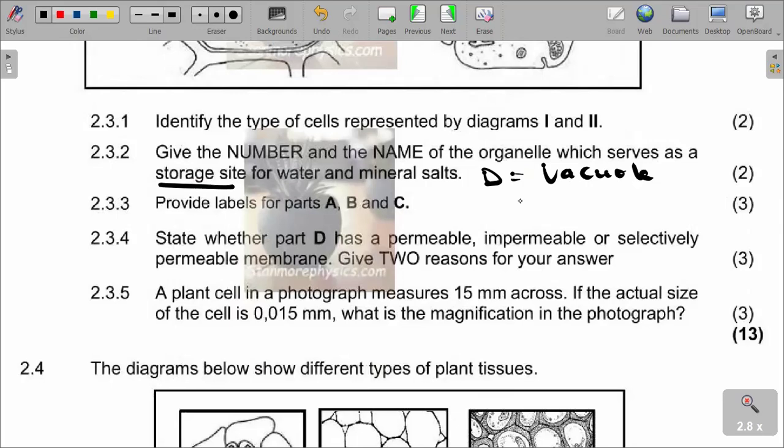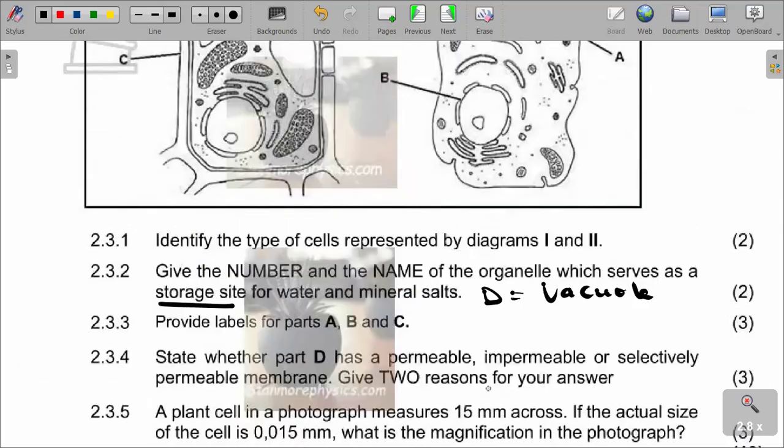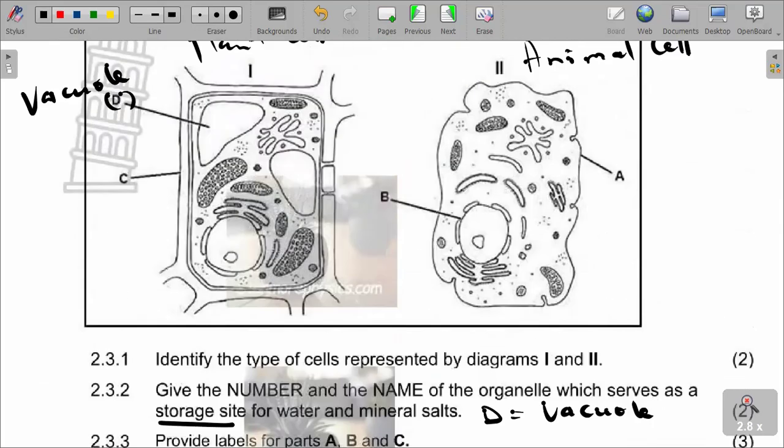And then provide labels for parts A, B, C. If we look at part A, it shows the cell membrane. B obviously shows the nucleus. B is the nucleus, which can also be termed as the nuclear pore.